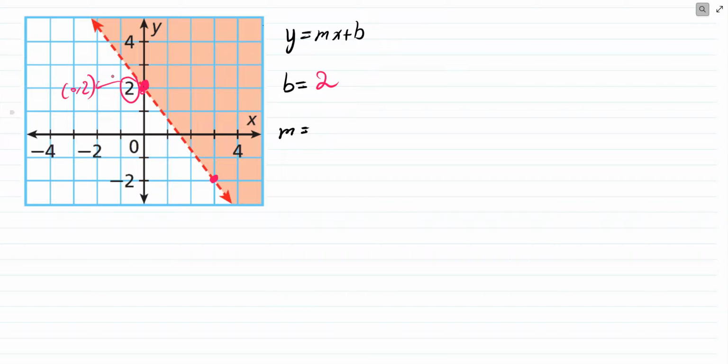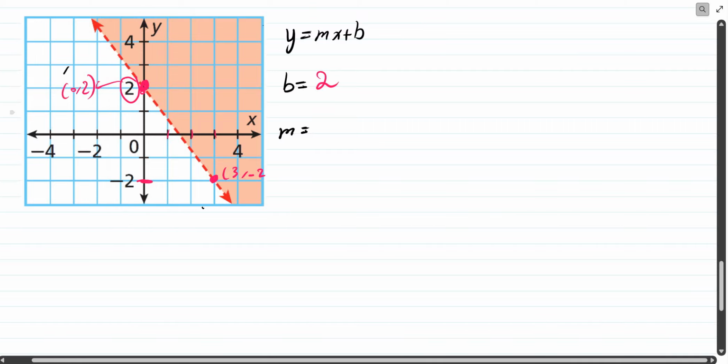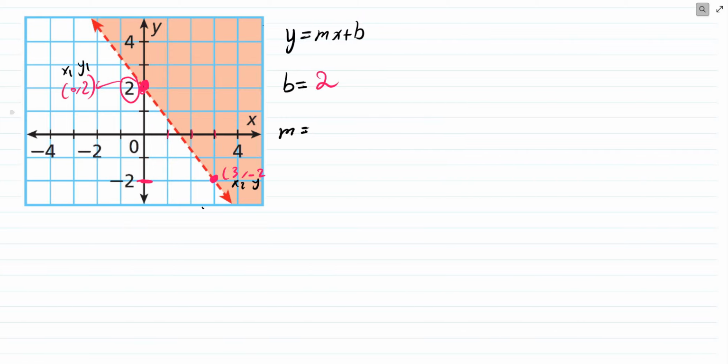I can pick, no, I can pick this one. This is a good point. In this point, this is 1, 2, 3. So it's about 3 and negative 2. Now, if I write for this one x1, y1, and this is x2, y2. Teacher, why not the other one as x1? You can change as you like. Okay.